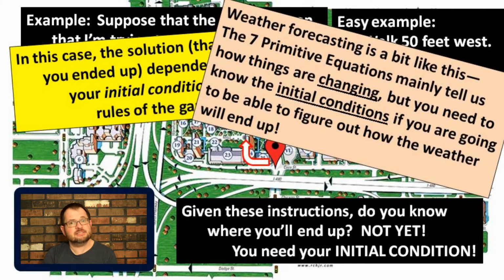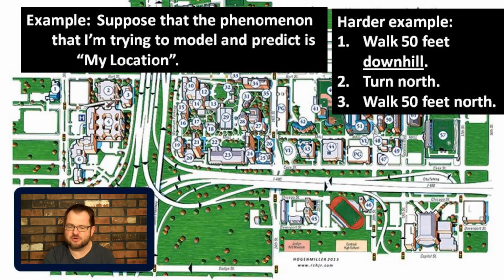And weather forecasting, numerical weather prediction, is a bit like this. We take the 7 primitive equations and they just tell us how things are changing. Like, the temperature's warming by this much, or the winds are turning in this way, or the pressure's falling in this way. They tell us how things are changing, so as long as you have the initial conditions, you're going to be able to figure out how the weather's going to change. Okay, that's a very simple example of how we could take a set of rules, which are sort of like our analogy here to the equations, and we could find a solution to them if we knew where we started, our initial condition. But we can make the game more complicated and harder to predict.